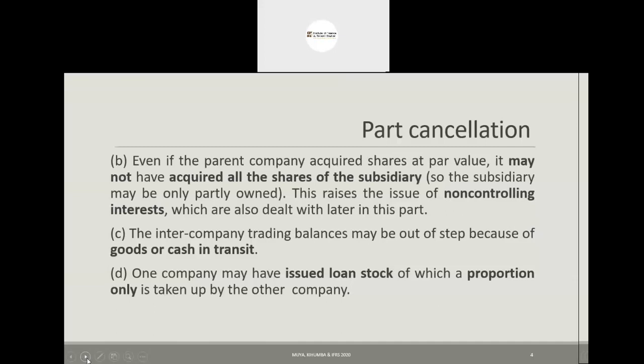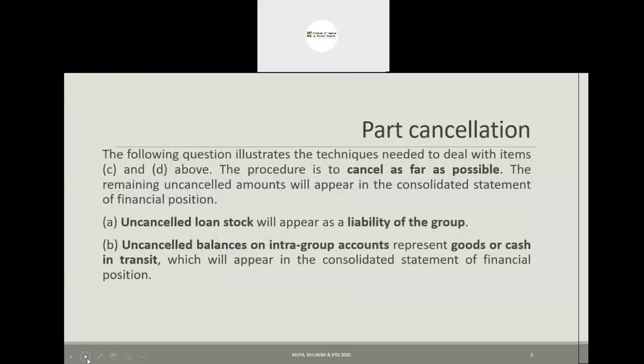We shall look at goods in transit in this video. The last scenario is one company may have issued loan stock, of which a proportion only is taken up by the other company. And thus, when we cancel out, we find that they don't cancel out completely.